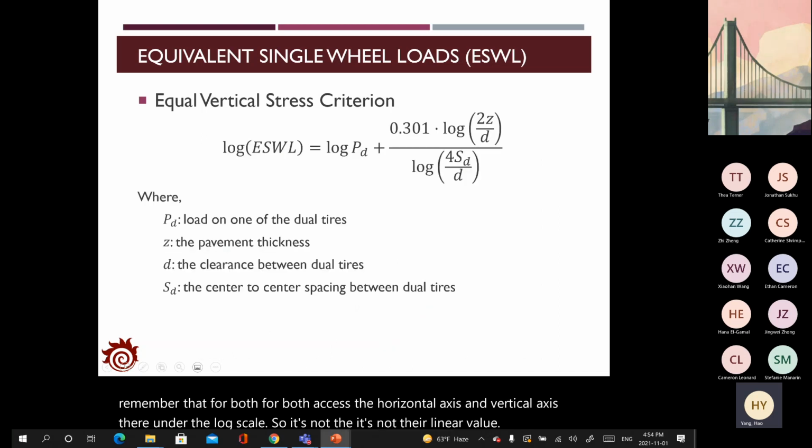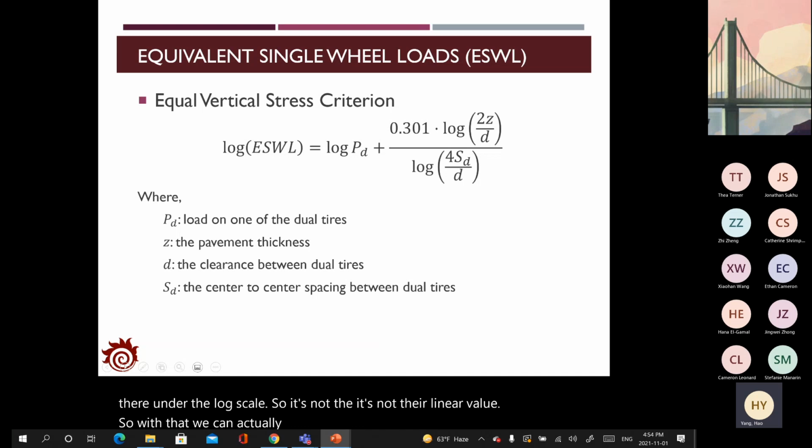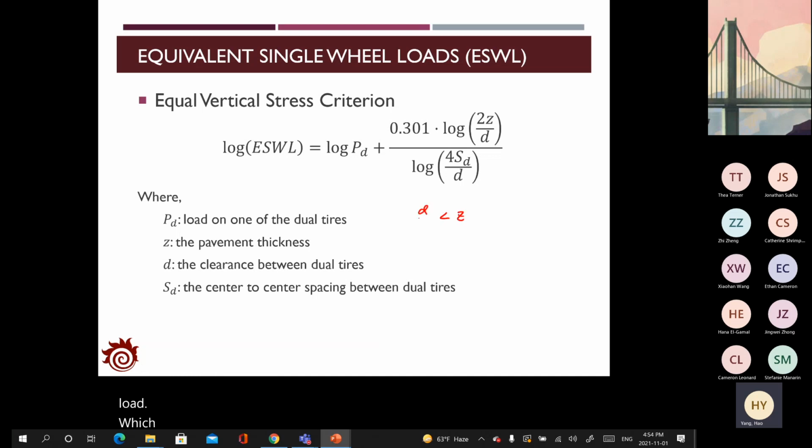So with that, we can actually find out the equivalent single axle or single wheel load with the thickness between half D and 2SD with this linear relationship. So they are all under the log scale.